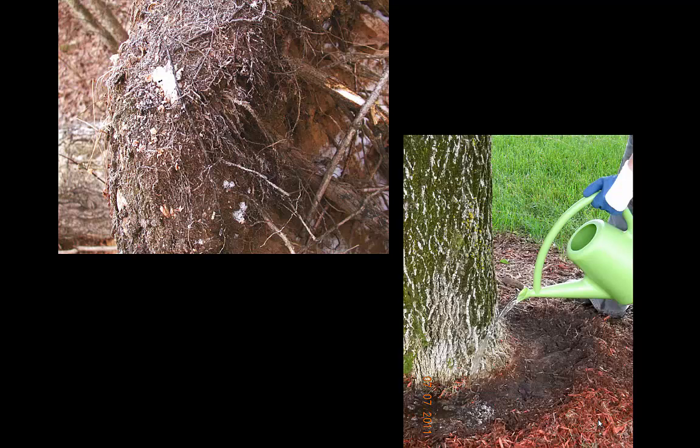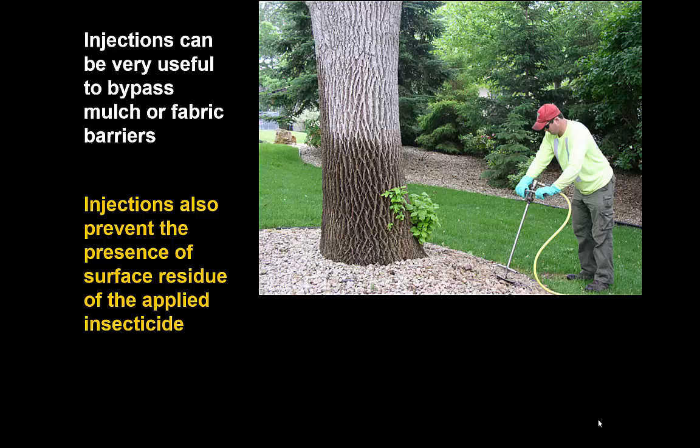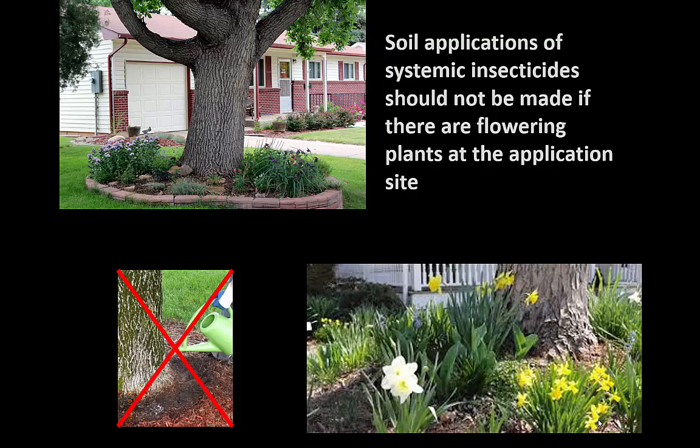So here's the little root system at the base of the tree, plenty of fine feeder roots, and if we can mix the appropriate amount of these insecticides and then apply them to the base of the tree, it can be taken up, again, 2 to 3 weeks to get up into the foliage, but this is a very effective and very easy way to apply these. Injection can be very useful, particularly if you need to bypass a mulch or a fabric barrier. It also can prevent the presence of surface residues of the insecticide, if that's a further concern. So either a drench or a soil injection is how we'd use imidacloprid.